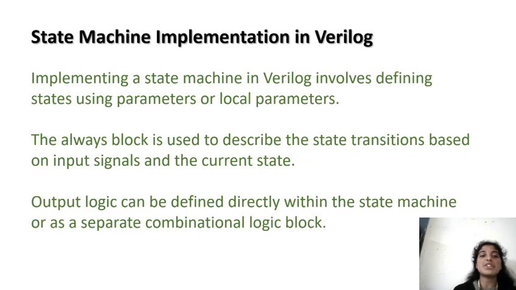State machines implementation in Verilog. Implementing a state machine in Verilog involves defining states using parameters or local parameters. The always block is used to describe the state transition based on input signals and current state. Output logic can be defined directly within the state machine or as a separate combinational logic block.